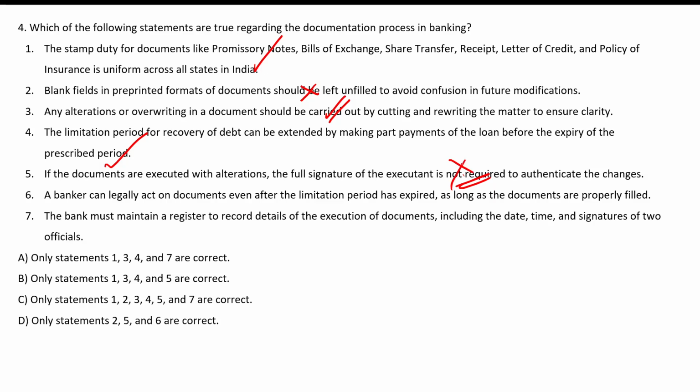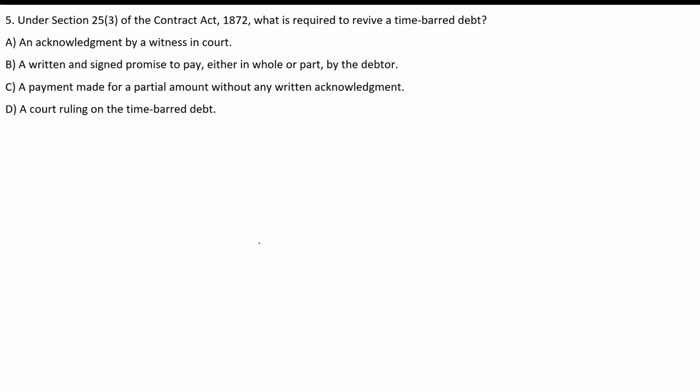A banker can legally act on documents even after the limitation period has expired as the documents are properly filled. So no, if the limitation period has expired, then you need to execute fresh documents. The bank must maintain a register to record details of the execution of documents, including date, time, signature of the two officials. So this statement is correct. So 1 is correct, 3 is correct, 4 is correct, and 7 is correct. 1, 3, 4, and 7. Option A is the correct answer for this question.